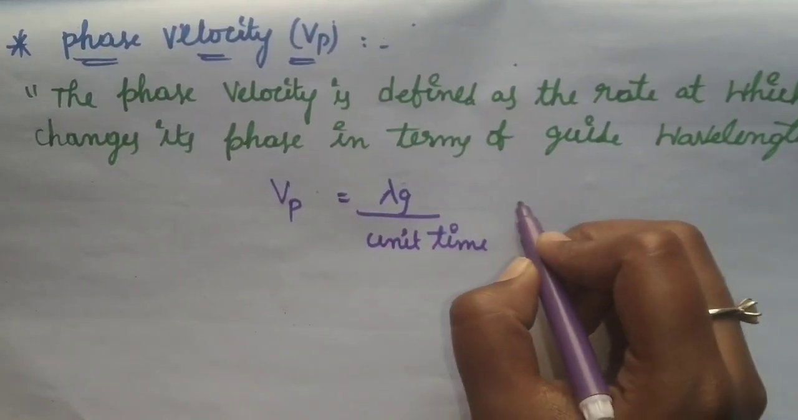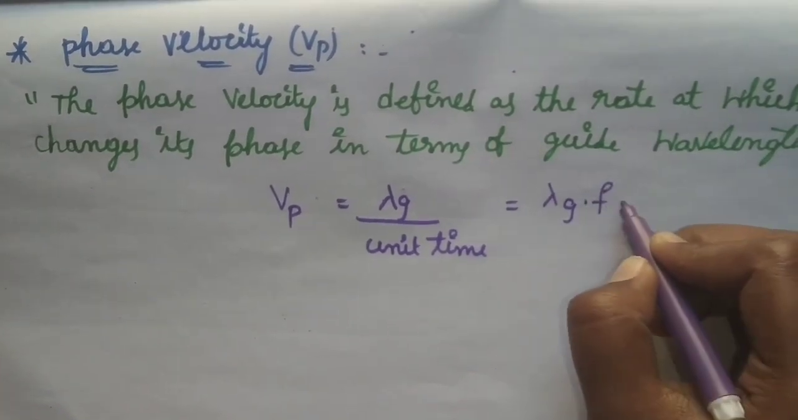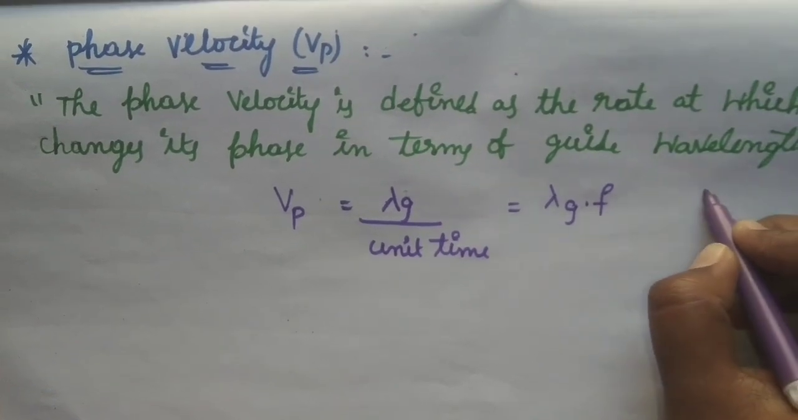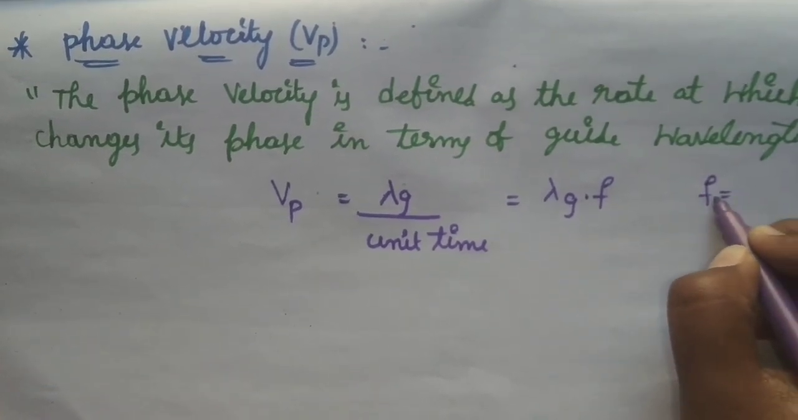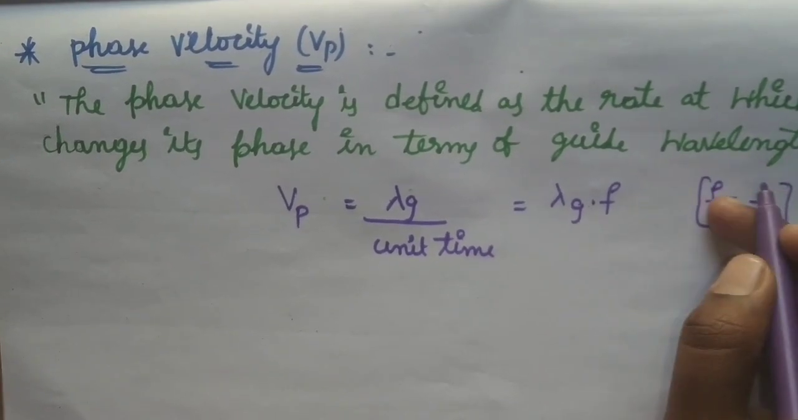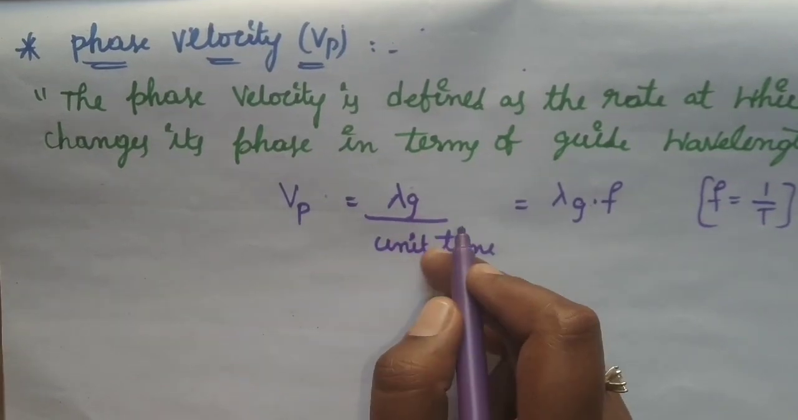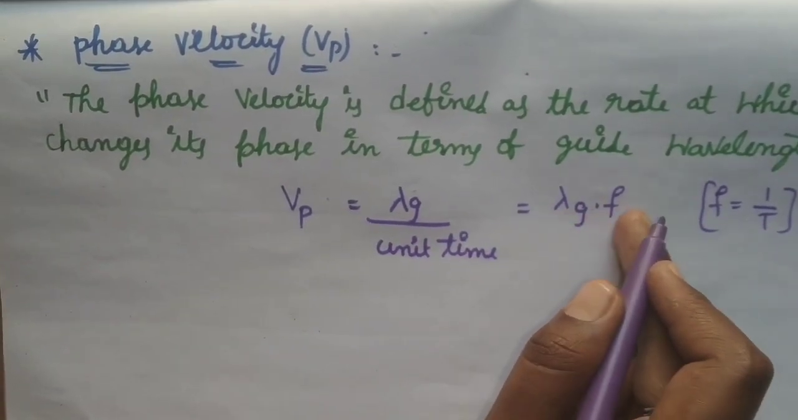Here Vp is equal to lambda g into f. f is nothing but the frequency. We have one relation between frequency and time: f is equal to 1 by t. According to that, unit time is nothing but 1 by t. So in place of unit time, we can write lambda g into f.